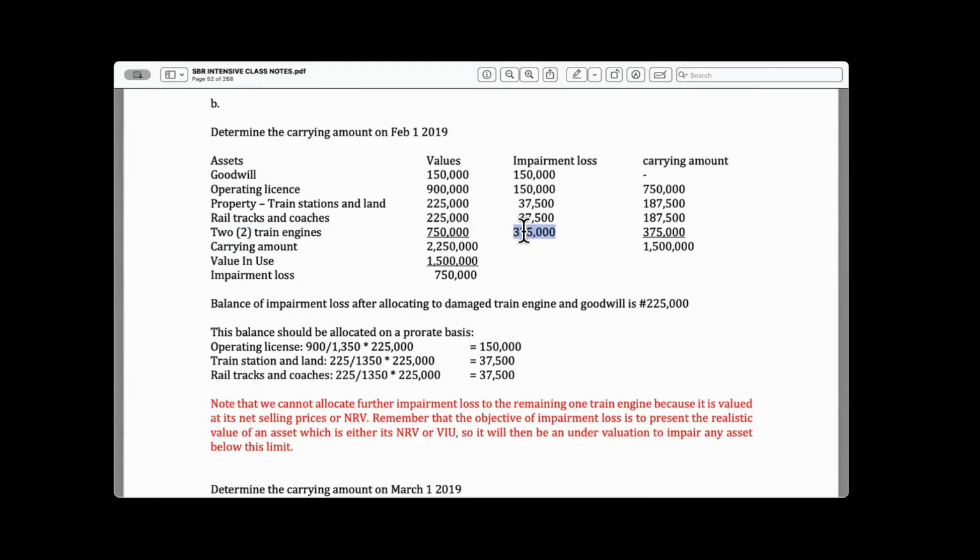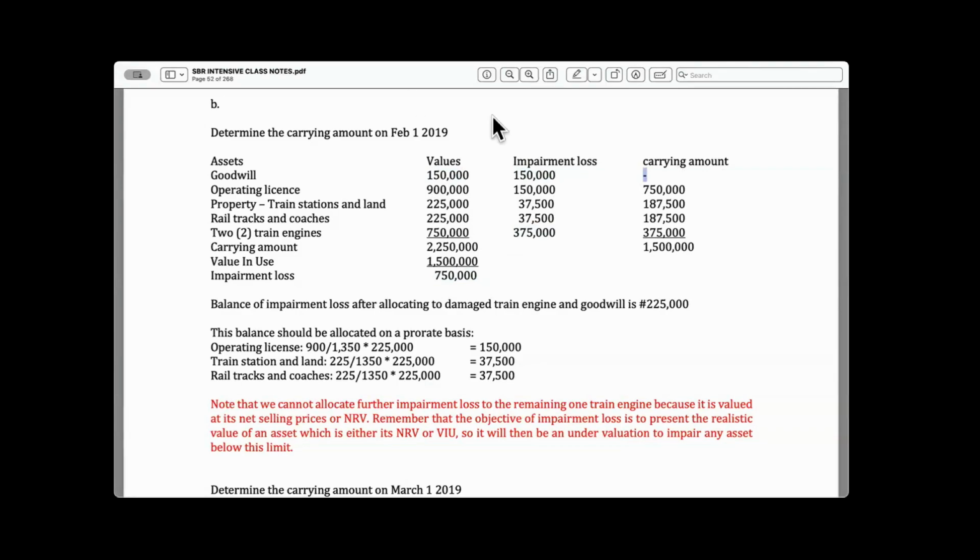Secondly, I would allocate to goodwill. I gave goodwill its entire 150 because I have sufficient impairment loss. After taking away 375, I still have enough left. So I gave goodwill, and goodwill becomes 0. Then the third is to other assets on a pro rata basis.